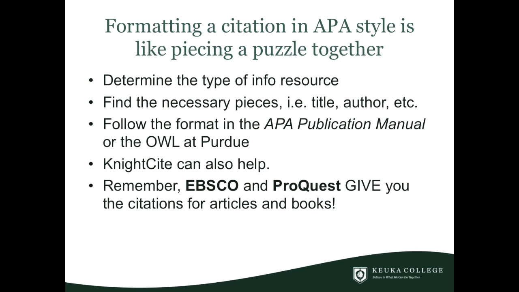So remember that formatting a citation in APA style is kind of like piecing a puzzle together. First, you have to determine what kind of resource you have, whether it's a book, a website, periodical. Then you have to find the necessary pieces, like the title, the author, the year of publication, page numbers. You can follow the format in the APA publication manual or use the OWL at Purdue. If you need help creating it, you can use NightCite to help you create the citation. Remember, EBSCO and ProQuest will give you the citations for their articles and books. You only need to create your own if you're using a print resource or a website.